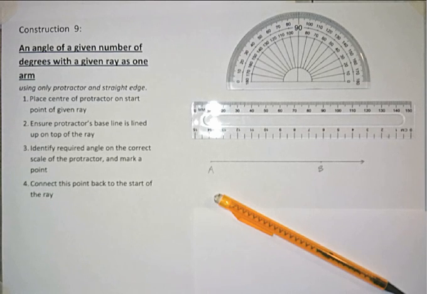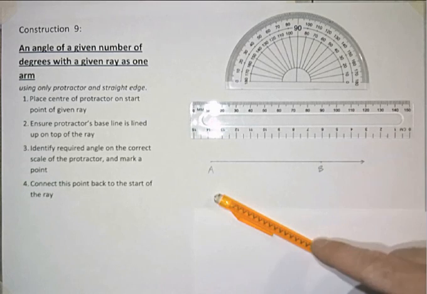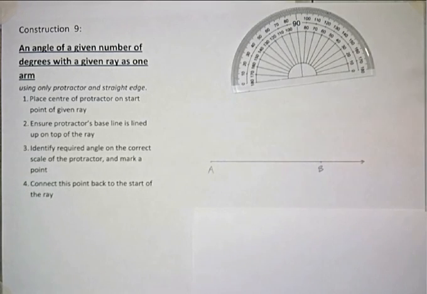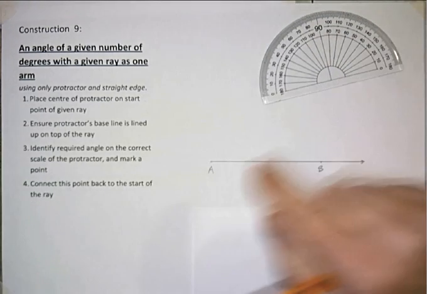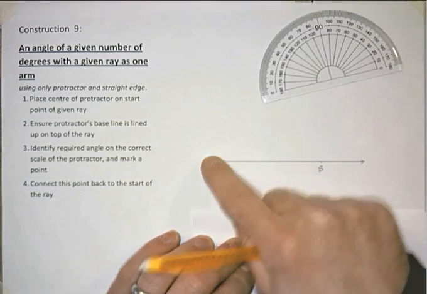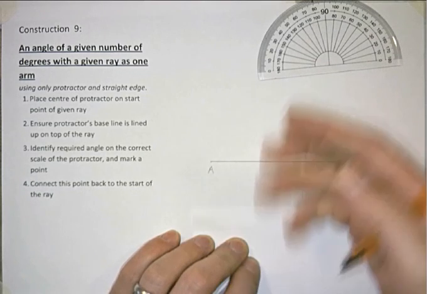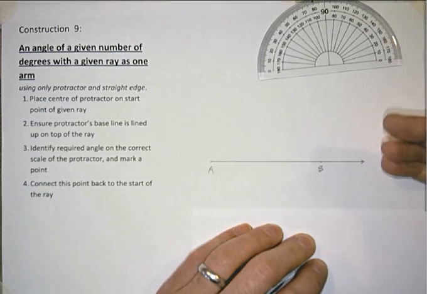Construction 9. Constructing an angle of a given number of degrees with a given ray as one of the arms. So we're using a protractor, a straight edge and a pencil. So I have my given ray, and what I want to do is construct an angle at point A with the line drawn at an angle such that that angle is as described. So we're going to do 50 degrees as an angle.